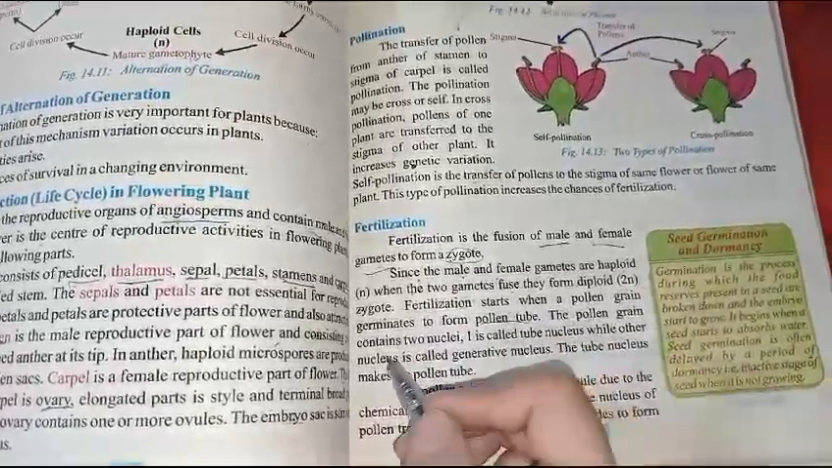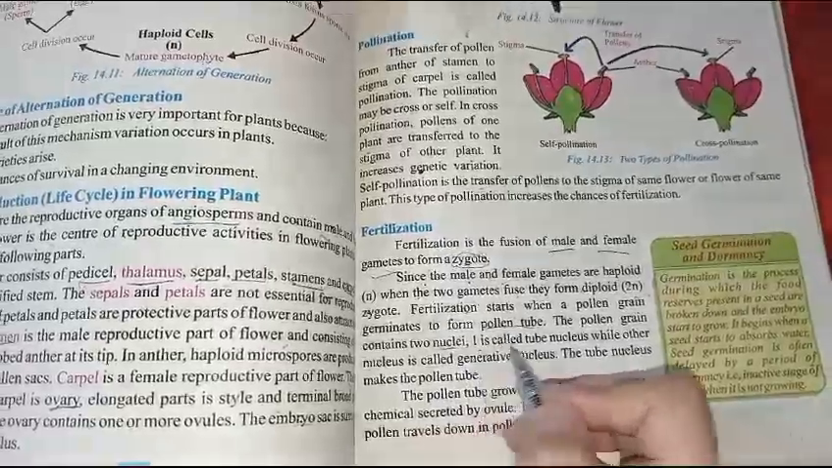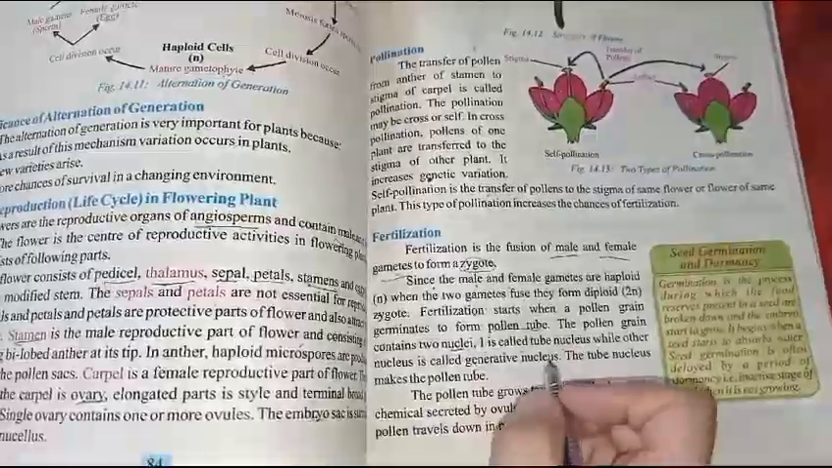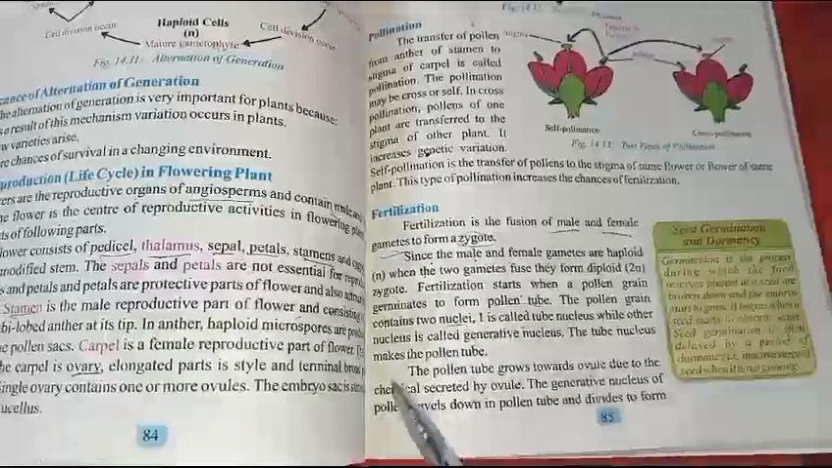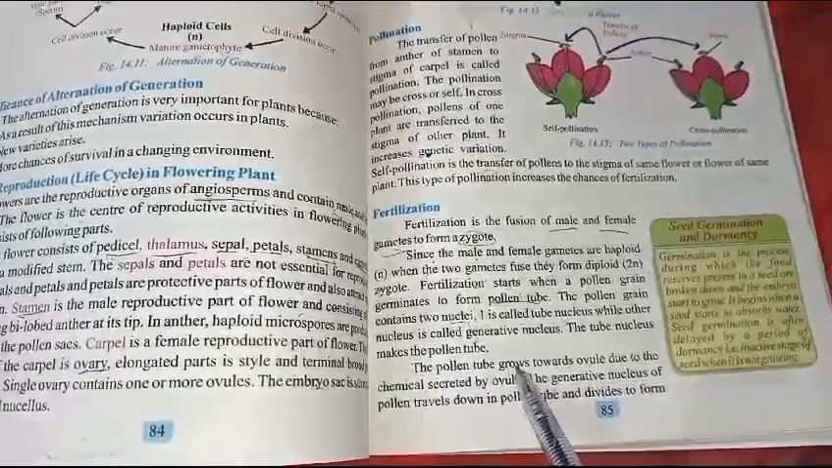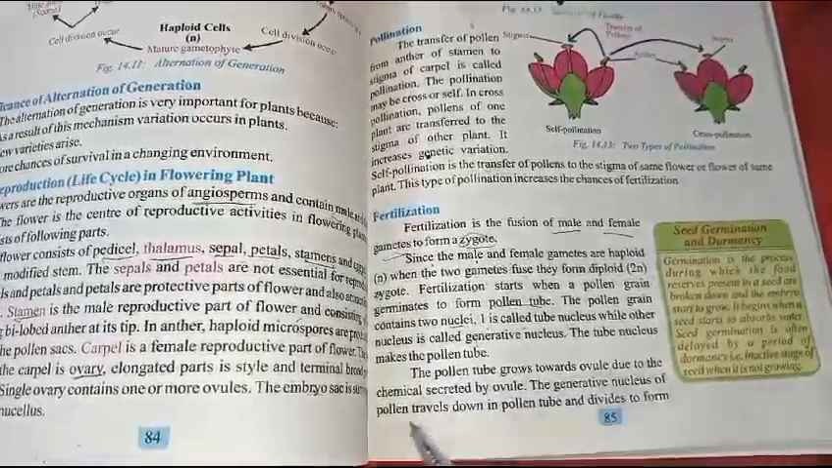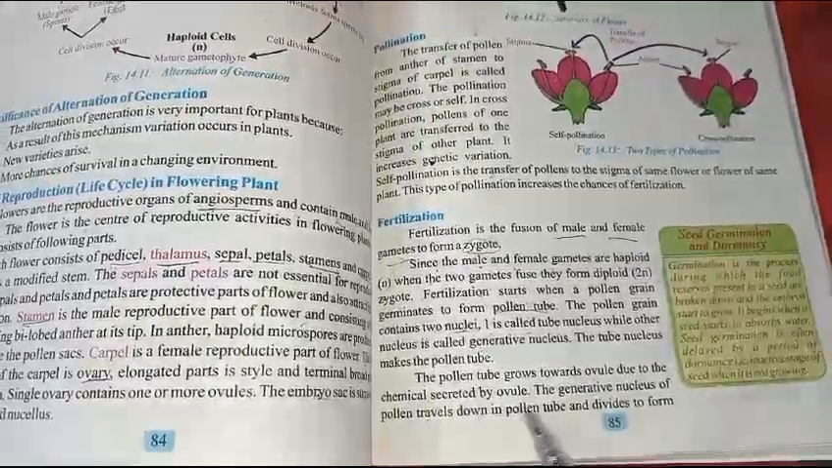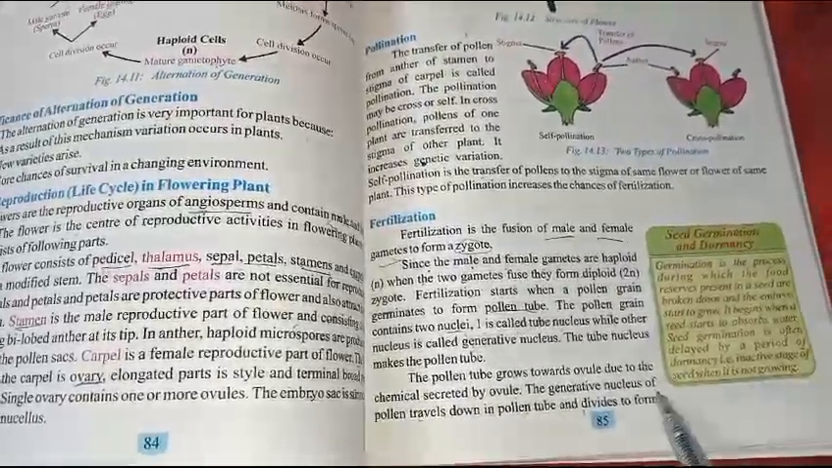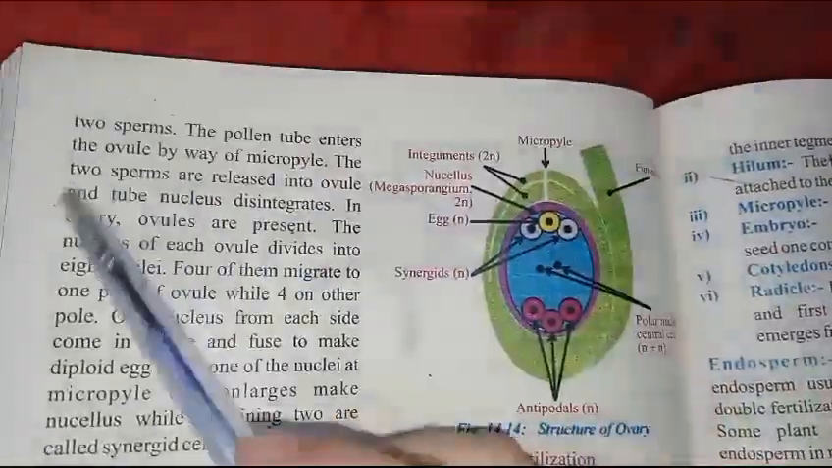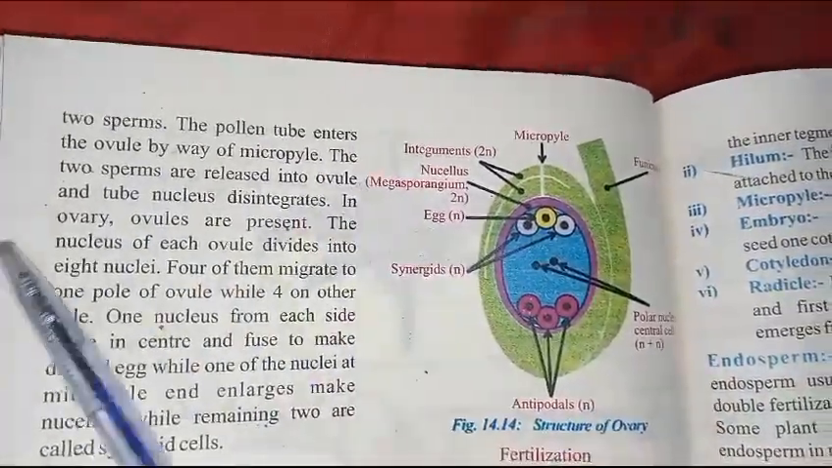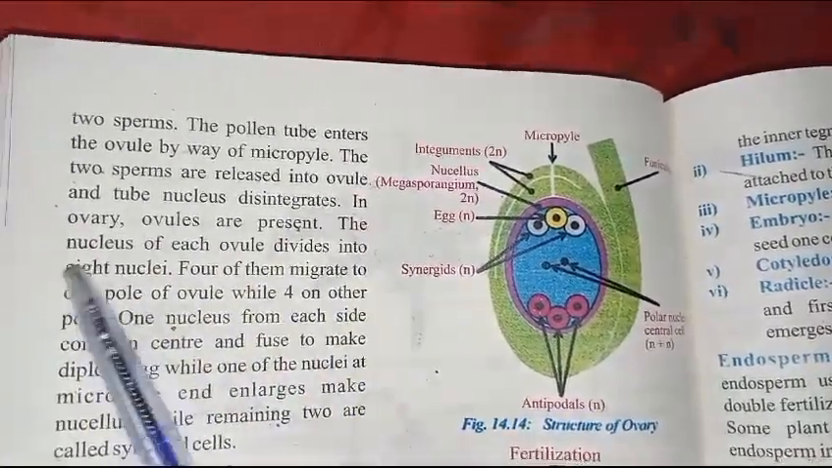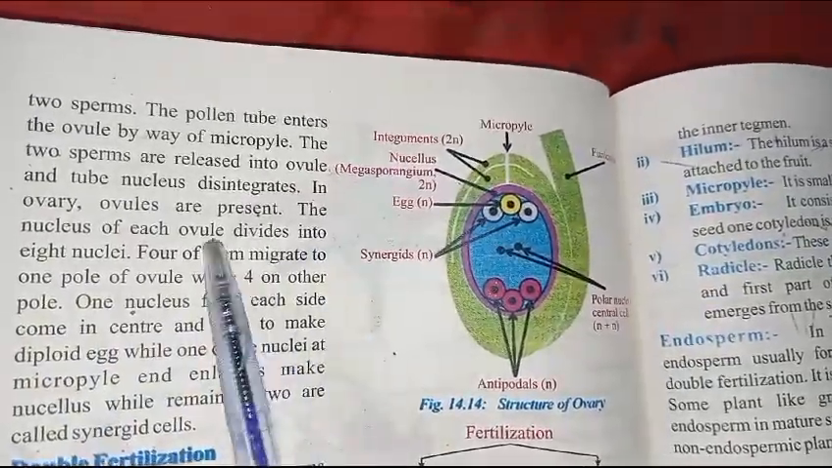The pollen grain contains two nuclei. One is called the tube nucleus, while the other is called the generative nucleus. The tube nucleus makes the pollen tube. The pollen tube grows towards the ovule due to chemicals secreted by the ovule. The generative nucleus of the pollen travels down the pollen tube and divides to form two sperms. The pollen tube enters the ovule by way of the micropyle. The two sperms are released into the ovule, and the tube nucleus disintegrates.